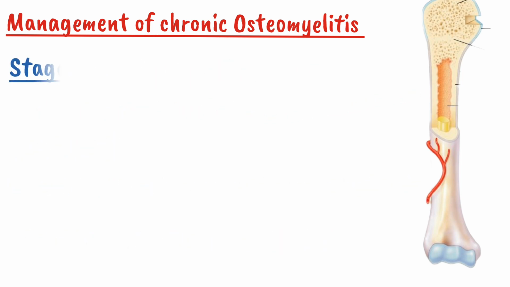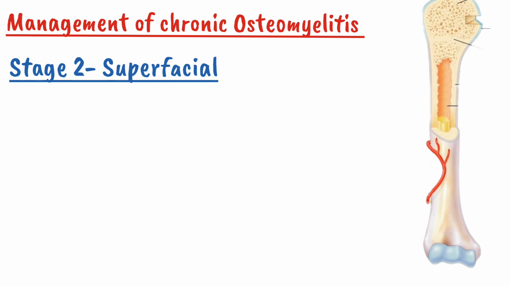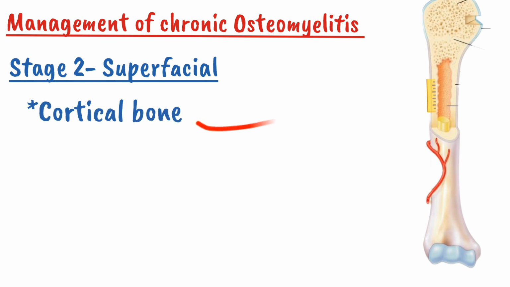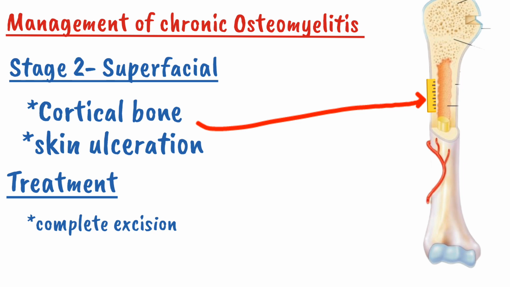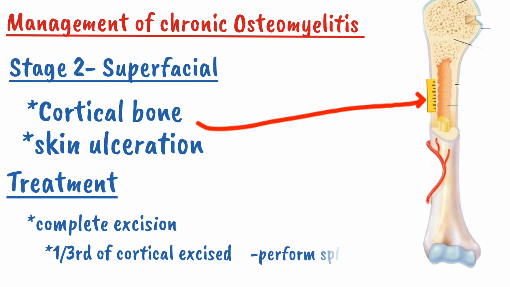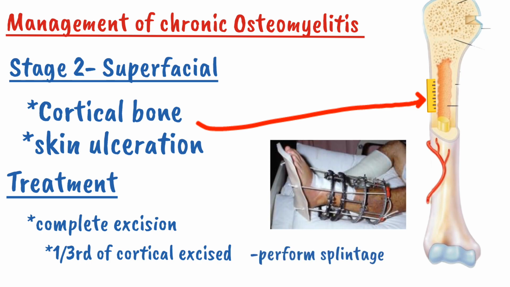In stage 2, also called superficial, only the cortical bone is involved. The cortical bone is the outer portion of a long bone, and it is usually associated with skin ulceration. To treat this condition, it requires complete excision and a local or free muscle flap. If more than one third of the cortical circumference is excised, it is essential to perform splintage, usually with external fixation, and it will help to prevent fracture.